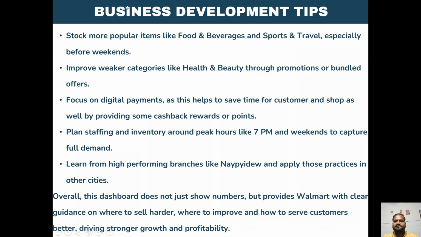Now here are the important business development tips from my side. Stock more popular items like food and beverages and sports and travel, especially before weekends. Improve weaker categories like health and beauty through promotions or bundled offers. Focus on digital payments, as this helps save time for customers and the shop as well, by providing some cashback, rewards, or points. Plan staffing and inventory around peak hours like 7 p.m. and weekends to capture full demand. Learn from high performing branches like Napier Dog and apply those practices in other cities.